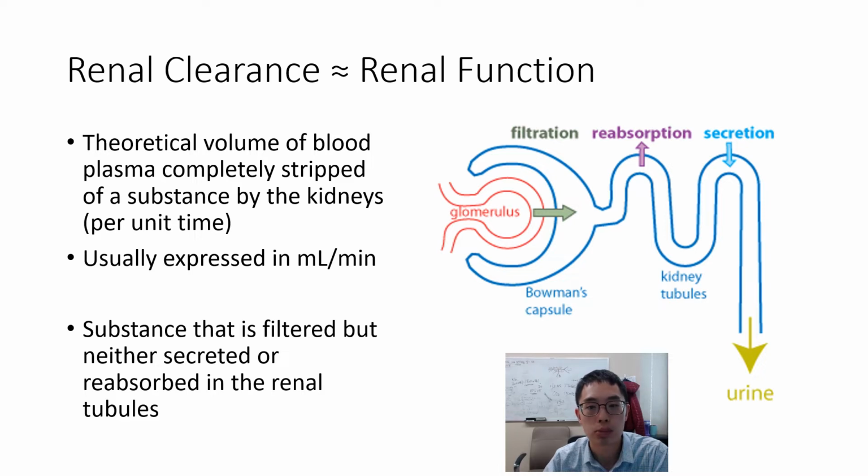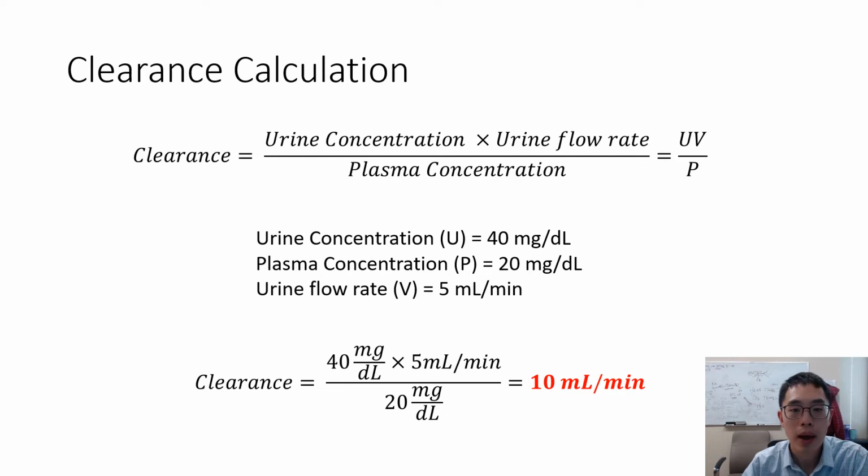Clearance is usually expressed in mils per minute, and the best substances that approximate the filtration function of the kidney, or our kidney function, are substances that are filtered but are neither secreted nor reabsorbed. The mathematical equation for clearance is the urine concentration of the substance multiplied by the urine flow rate, all divided by the plasma concentration of the substance.